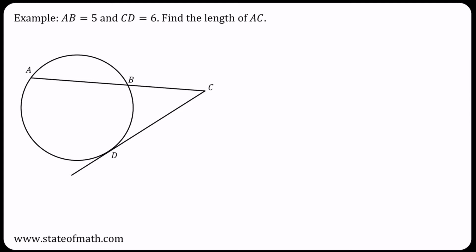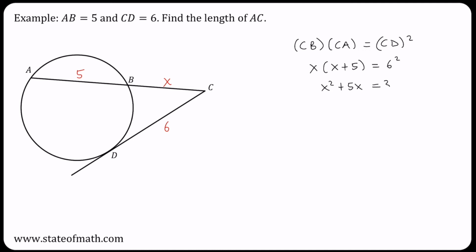Let's look at this example here. We've got AB is 5, so this is 5. CD is 6. We need to find the length of AC. I will call BC X. So we have that CB times CA is equal to CD all squared. So X times X plus 5 is equal to 6 squared. So X squared plus 5X is 36.